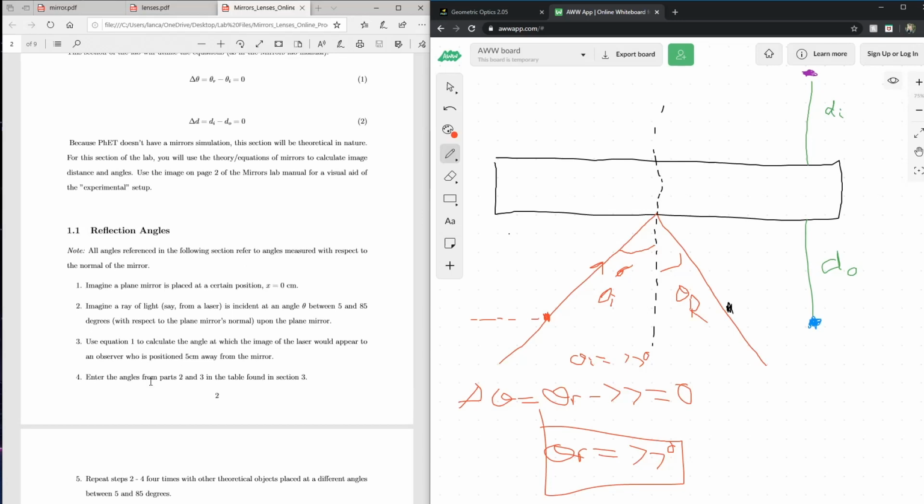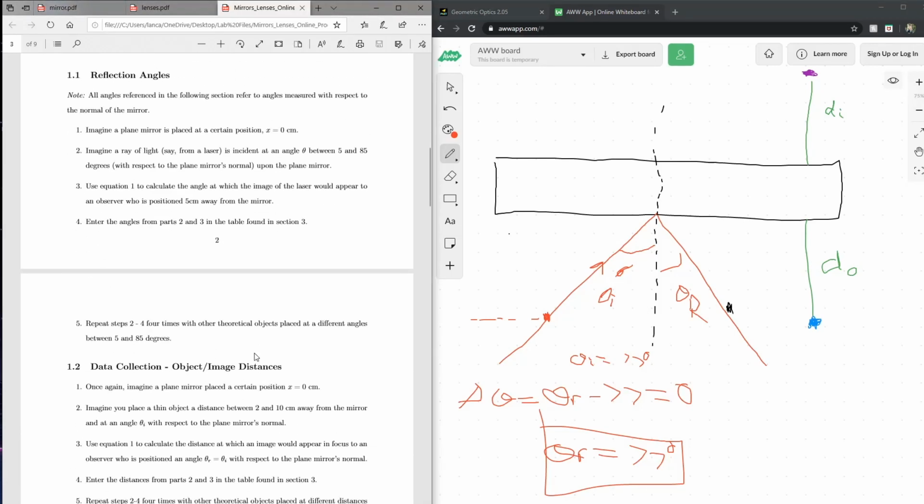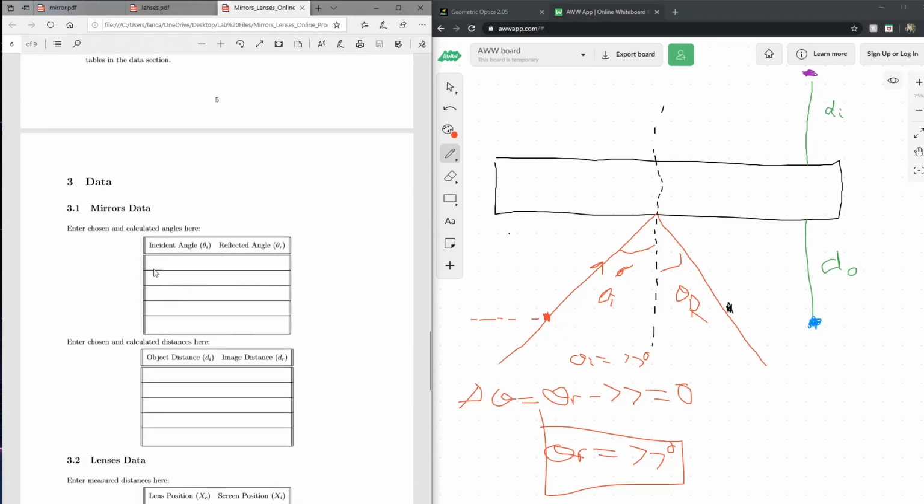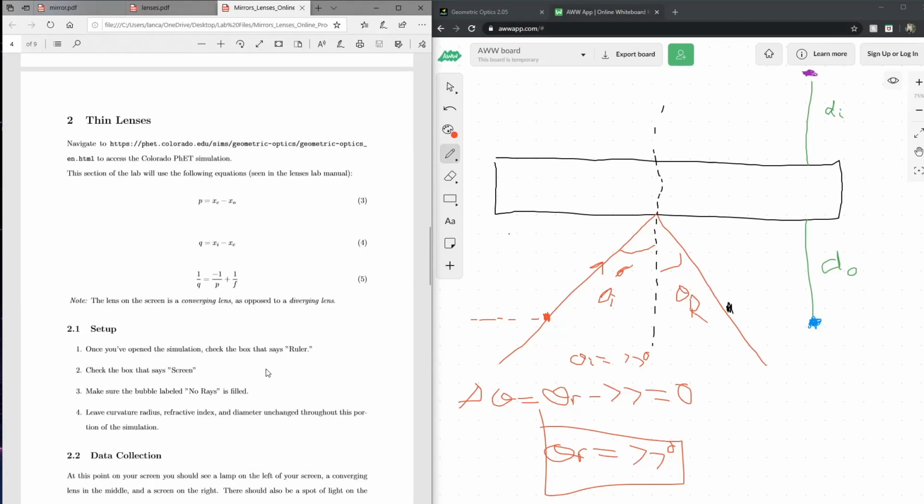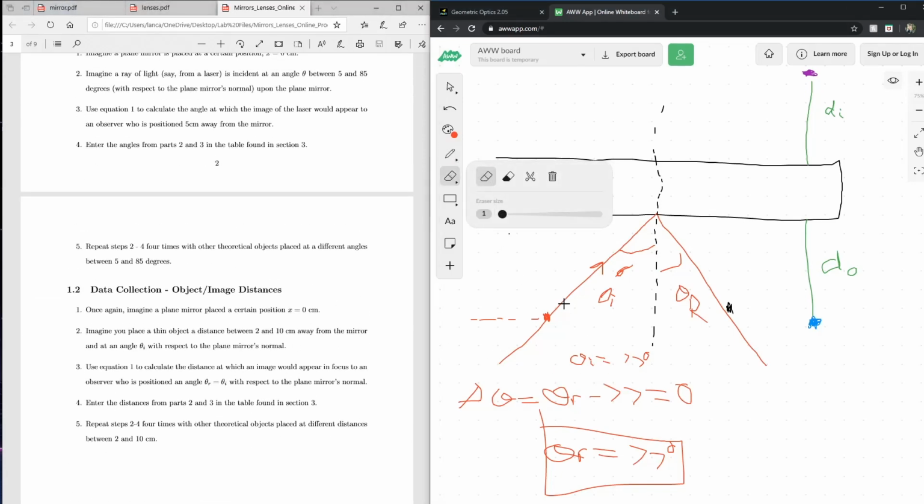Finally, it tells us to repeat steps 2 through 4 times with the other theoretical objects, placed at different angles between 5 and 85 degrees. So I'm not actually going to go through that part now. You can do that on your own, but essentially just pick 4 other random angles between 5 and 85 degrees that are different from 77, and enter those and their respective reflected angles into the other entries on this data table here. Alright, so once we've done that, let's move on to the object distances.